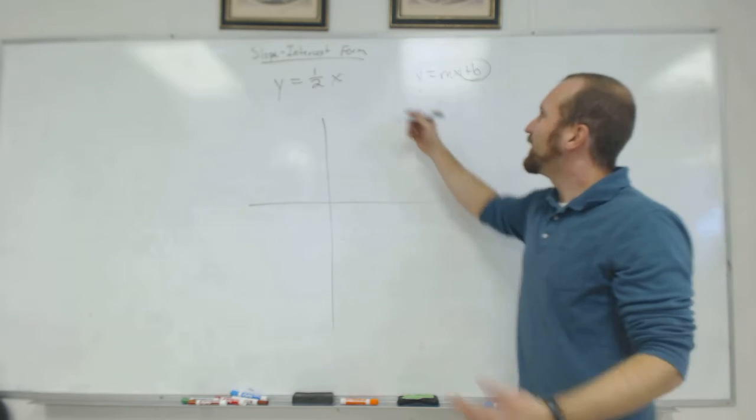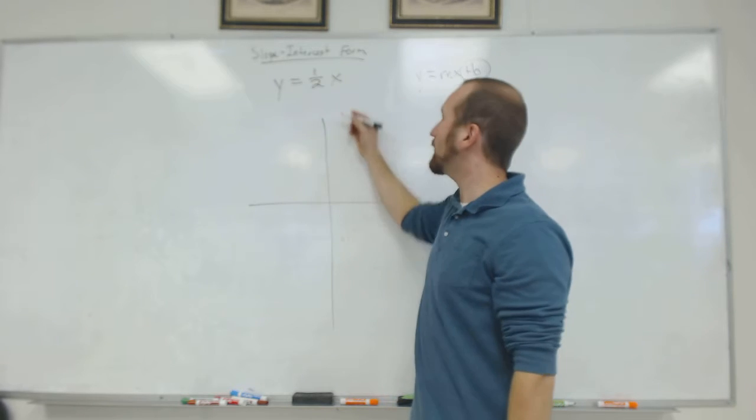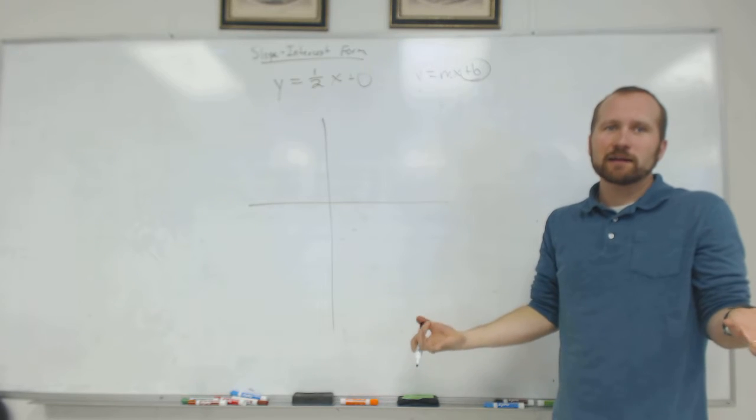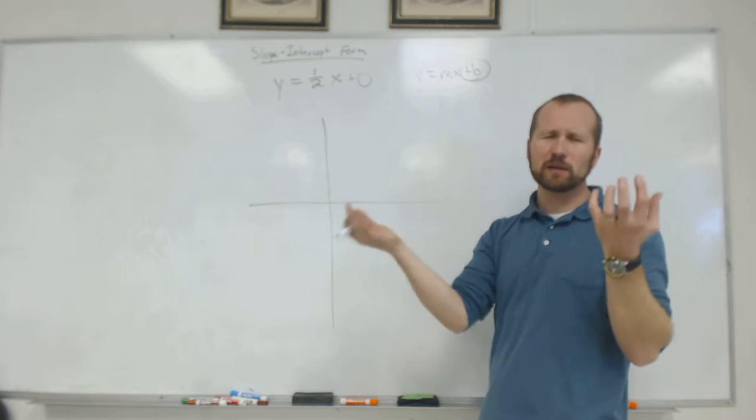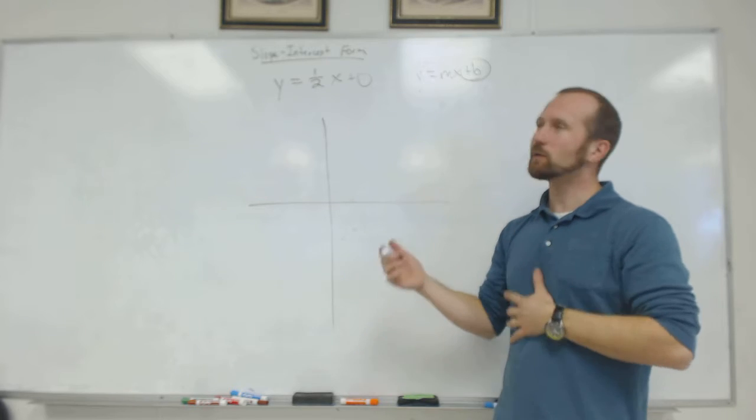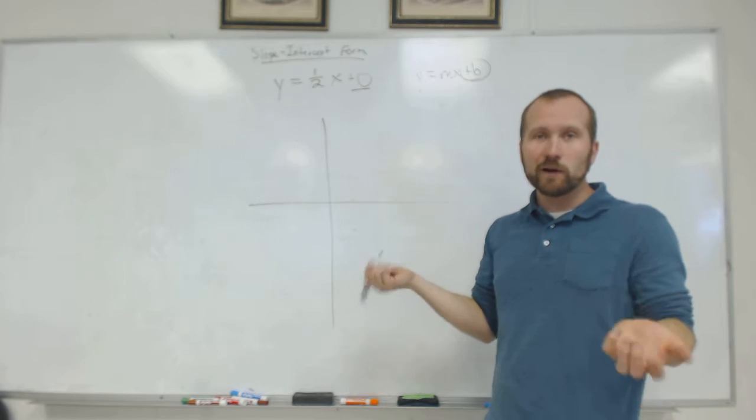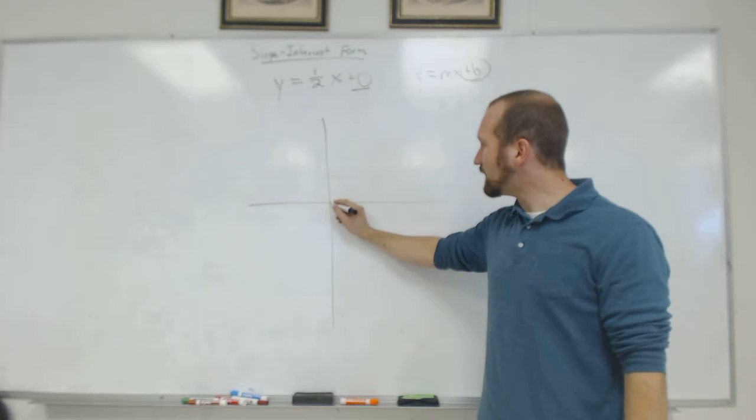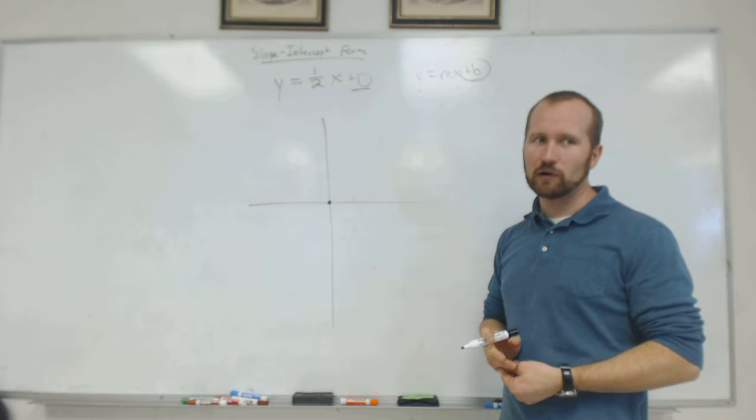Wouldn't you agree that 1/2 x is the same as 1/2 x plus 0? If I add 0, I'm not changing the numbers. 5 and 5 plus 0 are the same thing. 17 and 17 plus 0 are the same thing. So even though it looks like there's no y-intercept, there actually is. What is my y-intercept? 0. Where's that? In the middle. Right there. It's saying that my y-intercept is at 0, 0.